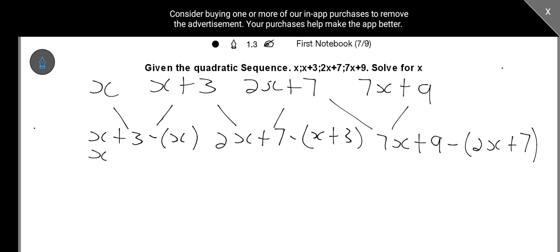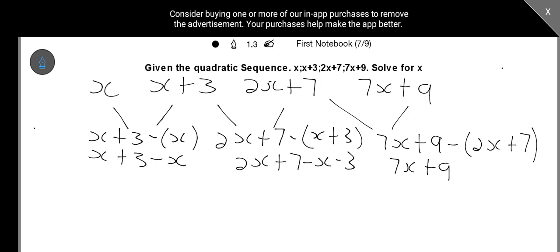Now let's simplify them. It's going to give us x plus 3. Negative sign times positive x gives us negative x. And then here we are going to have 2x plus 7. Negative times x gives us negative x. Negative times positive 3 gives us negative 3. Then here is 7x plus 9. Negative times 2x gives us negative 2x. And negative times positive 7 gives us negative 7.